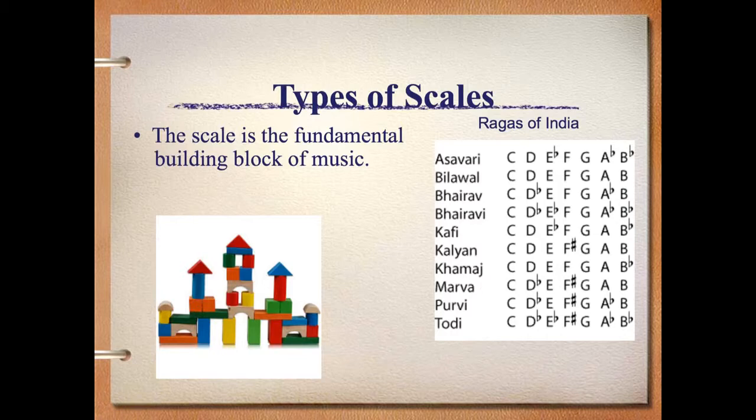Now, if you've had some previous music theory experience, you may have noticed that the Bilaval scale, C, D, E, F, G, A, B, has a resemblance to our Western C major scale. And the Asavari scale similarly has exactly the same pattern as our natural minor scale. So some of them are going to sound more Western, and some of them are going to sound more Middle Eastern. And that will determine the color of the melody.